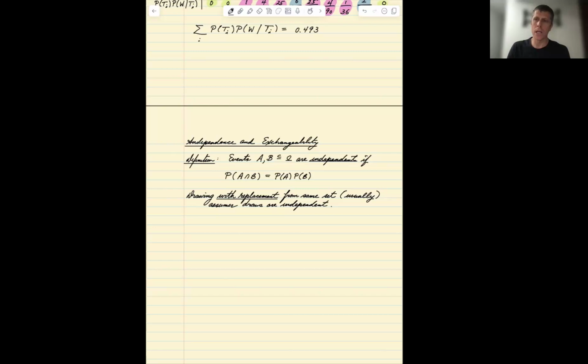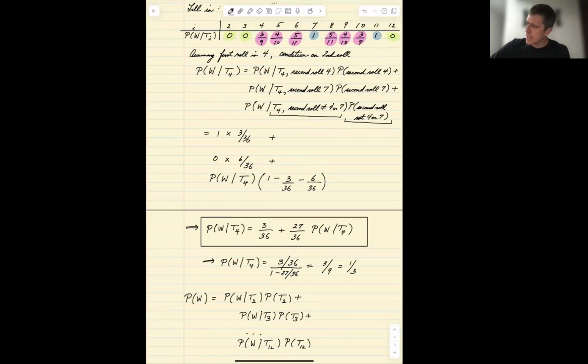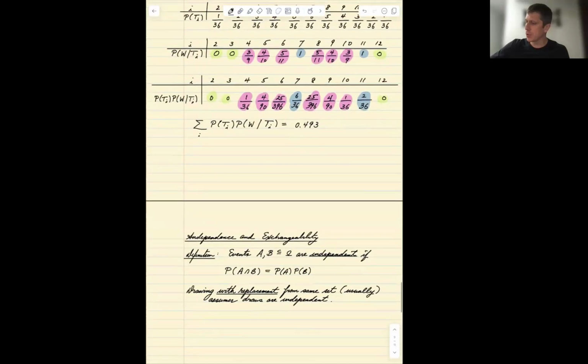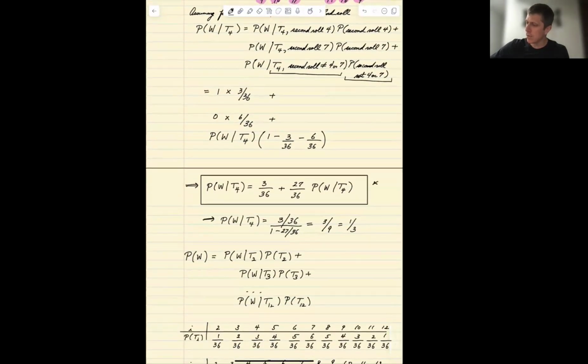Very important assumption. We made that assumption when we said we're aiming for a point of 4, and then we observe that the second roll was neither a 4 nor a 7. We assume that doesn't affect the outcome of the third roll. So the third roll is identical in some sense to every other roll. That's what allowed us to set up this recursion, and that's what allowed us to solve the problem.